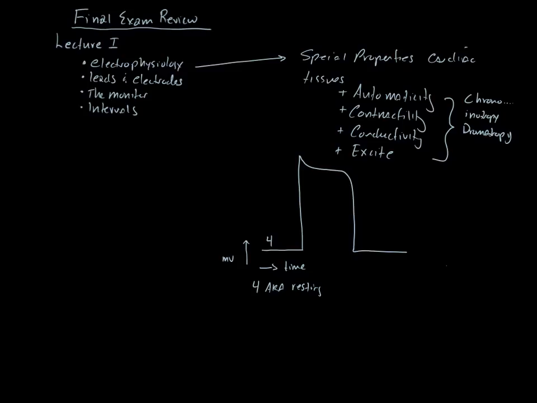What about this initial upslope here? That's phase 0, okay? What's primarily happening in phase 0? Depolarization. Depolarization of what? Cardiac tissue. Yep. Specifically, we're talking about ventricles here, right?